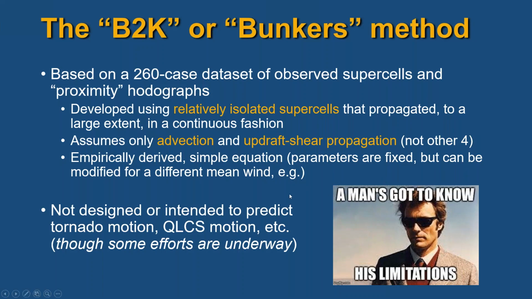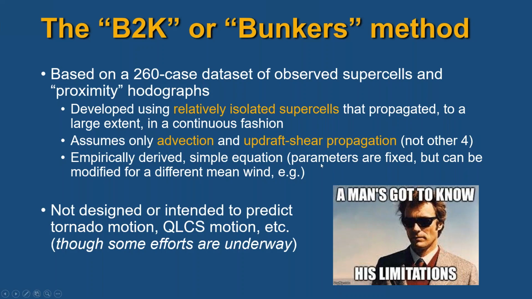But there's some key things to keep in mind here. Using today's parlance from this old Dirty Harry movie, a person's got to know his or her limitations. If you're using the Bunkers method, it's important to know that it was developed using relatively isolated supercells that were, to a large extent, propagated in a continuous fashion. So they didn't have those other four methods of along the gust front or through a convergence zone or anything like that. So it assumes only advection and the updraft-shear propagation are important.